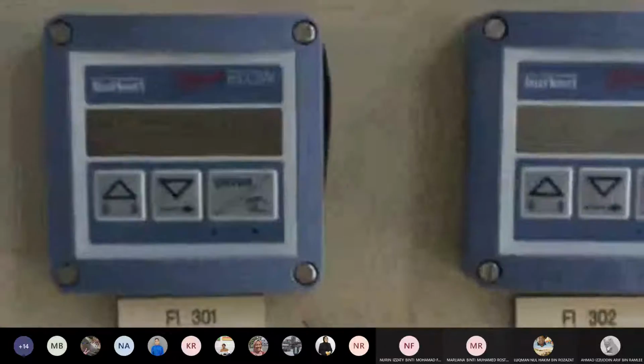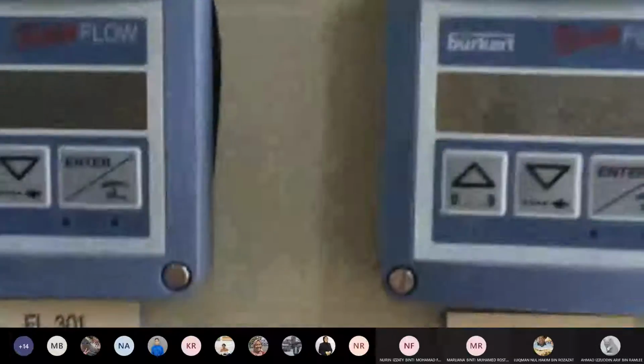Okay, so kamu nampak kan? V7, V8. So, sama je. Dia ada 2 valve, 2 flow indicator sebab 2 reactant, 2 flow rate. So again, indicator dia kat sini. So ada 301, 302 sama macam CSTR kan?